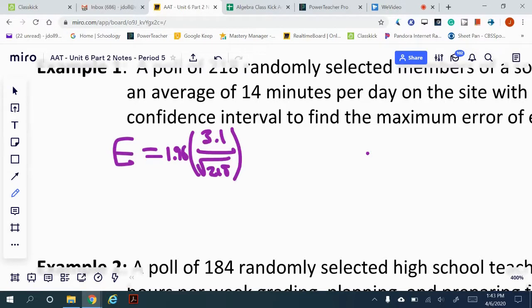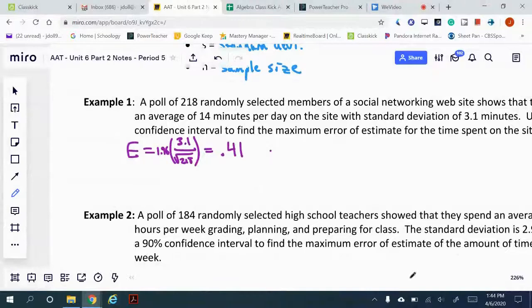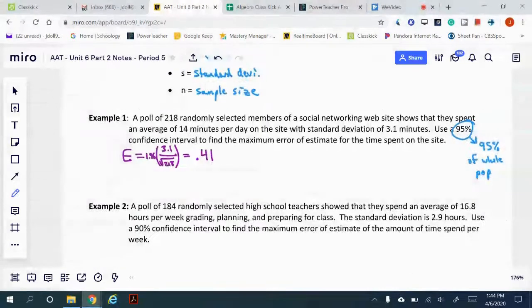So let's get out your calculator, and let's do 3.1 divided by, I'm going to do it in this order, the square root of 218. And then multiply that by 1.96, and I got an E value of 0.41. That's what I got. So essentially what that's saying is we are allowed, in stating the average for a 95% confidence interval, to be 0.41 minutes off above and below the average.